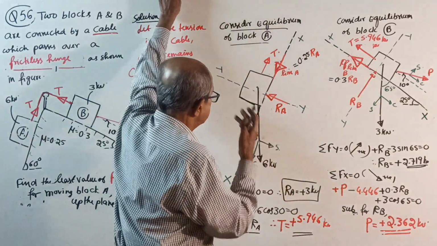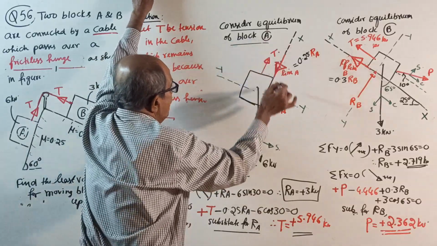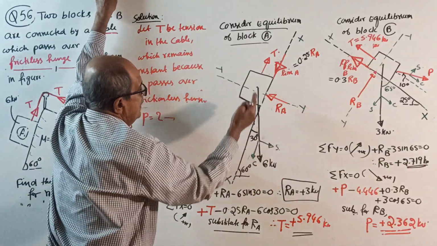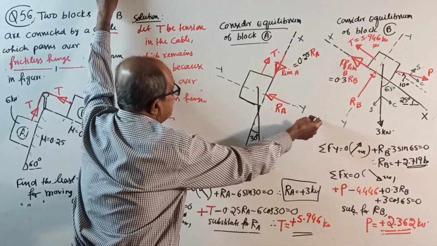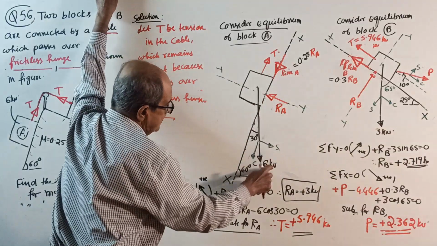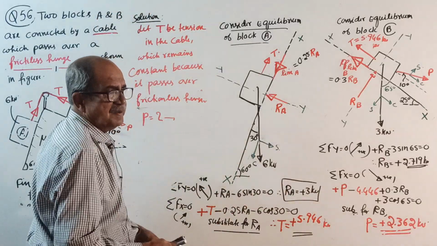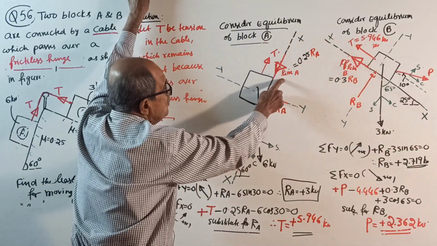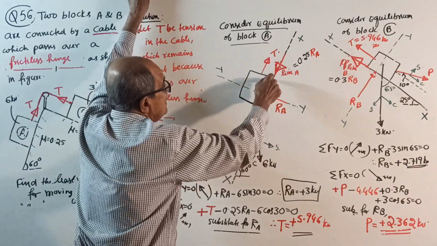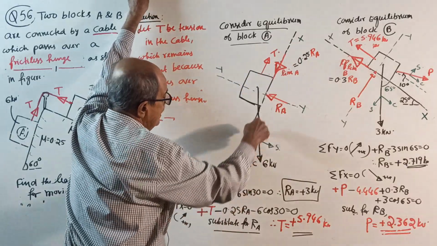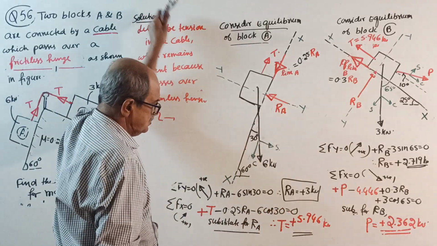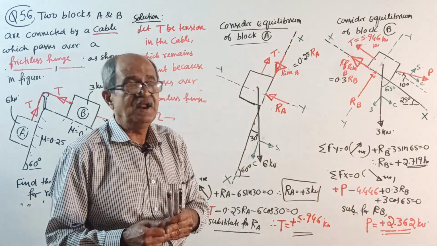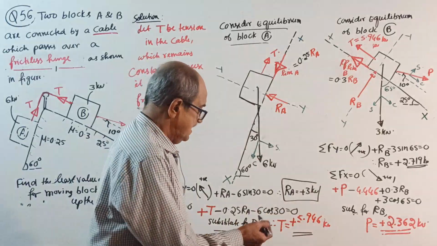Okay, now solve here. First, consider equilibrium of block A. Once again, same thing, no changes. Sigma Fy = 0 this way: plus Ra minus 6 sine 30 = 0. Ra will come the same. But sigma Fx = 0: plus T, last time it was plus 0.25 Ra, now it is minus 0.25 Ra, minus 6 cos 30 = 0. So T will come. Now it will come more, because when you want to move the block up, heavy effort is required, tension increases now.